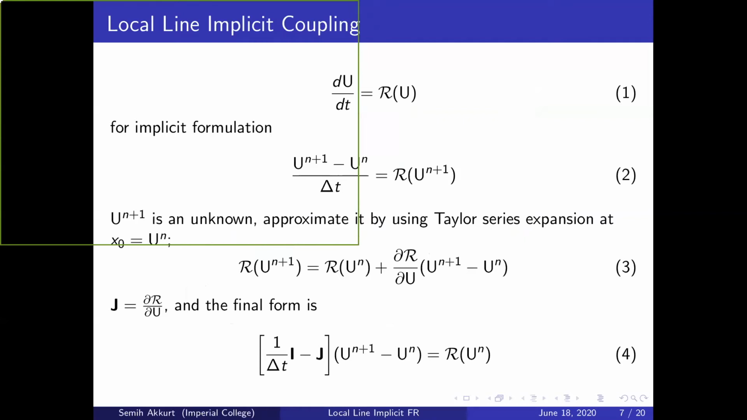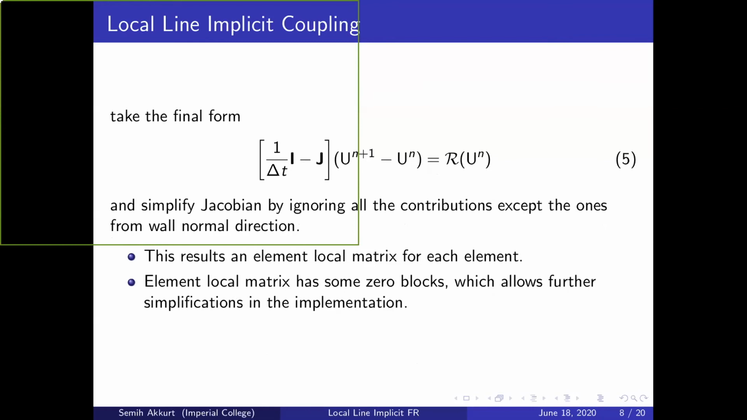So this is a generic implicit formulation. I didn't introduce any simplifications here. So the bold J letter indicates the Jacobian matrix. As I just described, I'm going to remove all the couplings that come from neighboring elements and from all directions but the polynomial direction. So in this way, I will achieve a local matrix, and this will make the implementation easy, and there won't be a huge memory requirement.